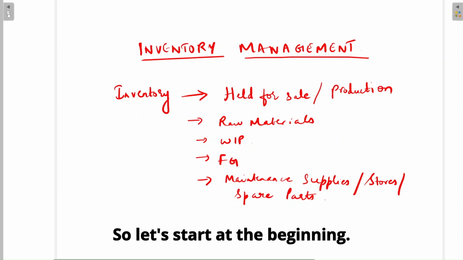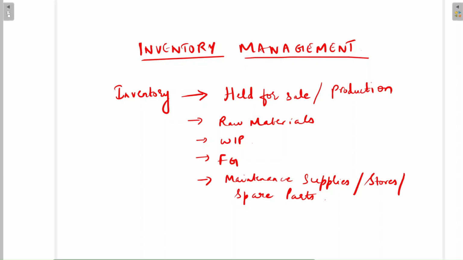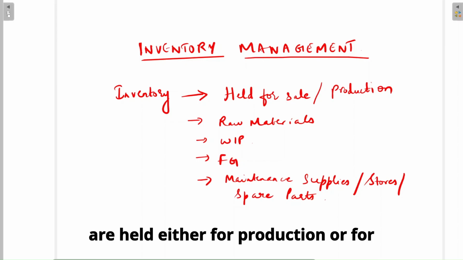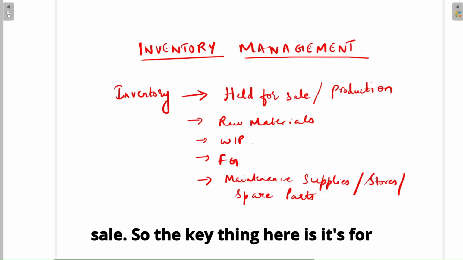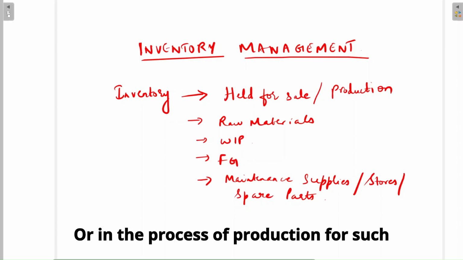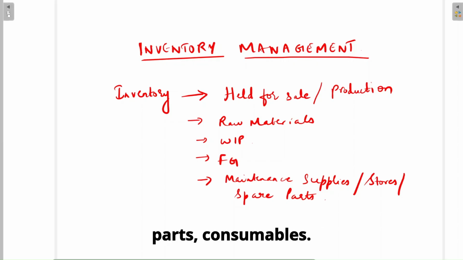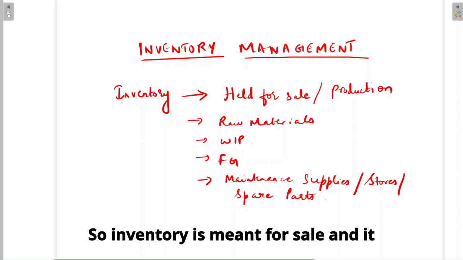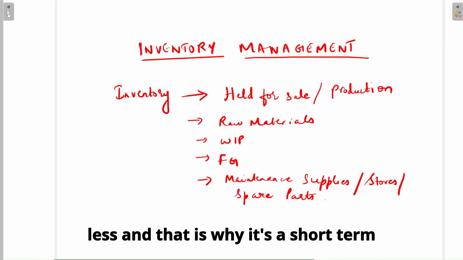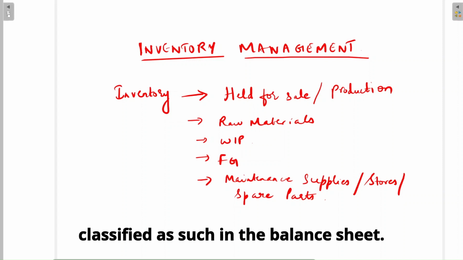So let's start at the beginning. Let's start with what is inventory. Inventory refers to all the items that are held either for production or for sale. The key thing here is it's for sale in the ordinary course of business or in the process of production for such sales. So it includes your raw materials, work in progress, finished goods, spare parts, consumables. Inventory is meant for sale and it has a useful life of 1 year or less, and that is why it's a short-term asset, a current asset, and it is classified as such in the balance sheet.